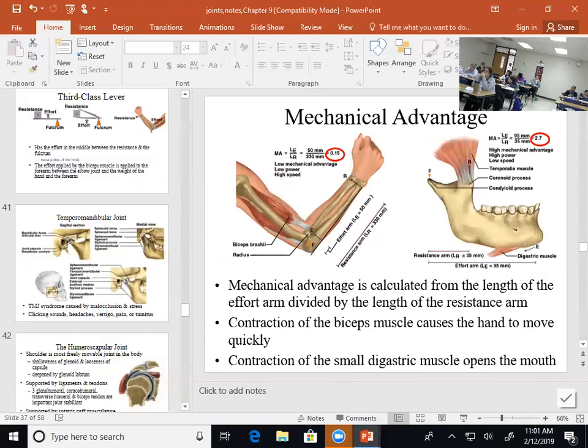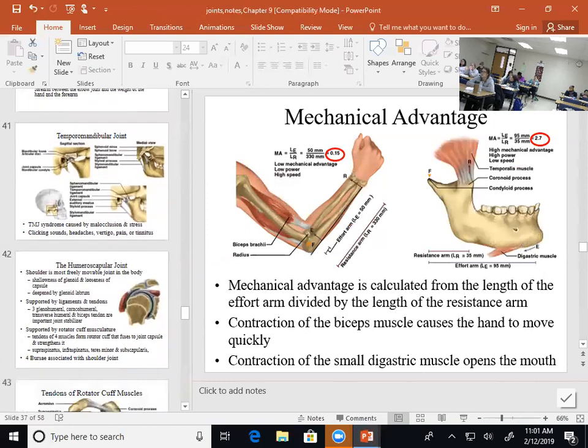How is it determined? Tell me what you wrote down. The length of the effort arm divided by the length of the what? Are you going to ever have to do it? No, because it's already been done in orthopedics. But if the number is less than one, what do you know you have at that joint? Speed. And if it's greater than one, what do you have at that joint? Power. Right. So that's exactly right. Now, are we good so far?